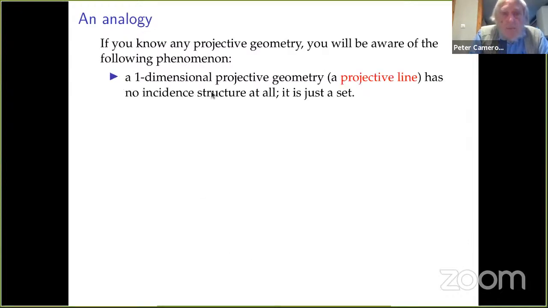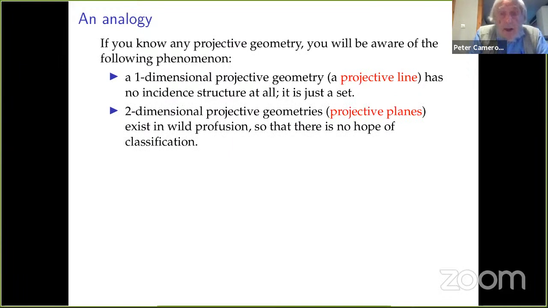If you have a one-dimensional projective geometry, that's just a projective line. It has no incident structure at all on it. It's just a line, a set of points. You can put structure on it using cross ratio or things like that, but it has no incident structure. A projective plane has points and lines, but projective planes exist in great profusion. There are huge numbers of them, especially in the infinite case. There are free constructions for projective planes. So they're completely wild, and there's no hope of a classification.